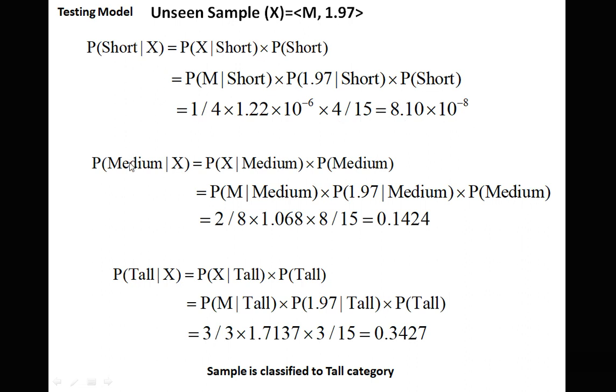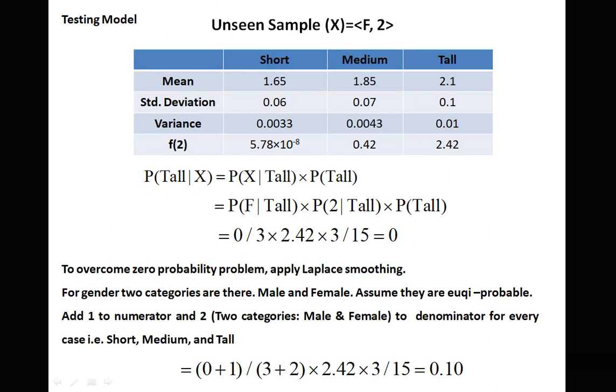Similarly, we can calculate for medium given x and tall given x. Now we are getting the three answers. Out of that, the probability of tall is very large. So the unseen sample is classified to the tall category.